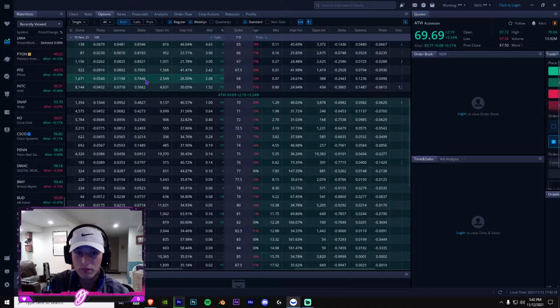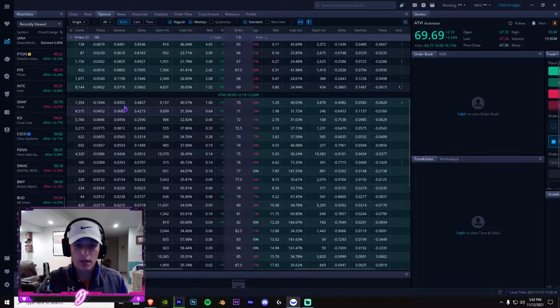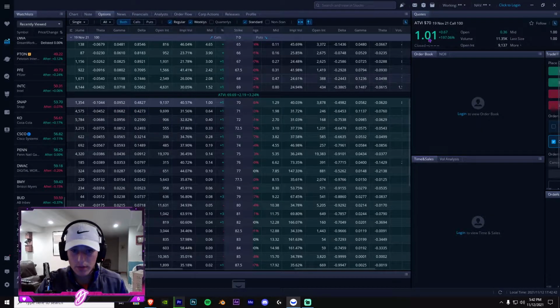So Gamma basically means this. We see this is 0.09. It's basically 0.10 if we round it. So 0.09 is $9, and 0.1 is $10, as I mentioned before. So this is $10 and this is $48. That means every time Activision goes up $1, so say it goes from $70 to $71, Delta will go up $10. So Delta would go from 0.48 to 0.58 if it went up $1. So Gamma is very important.